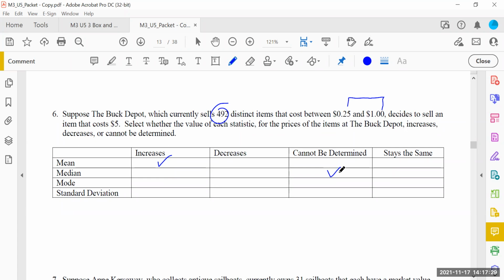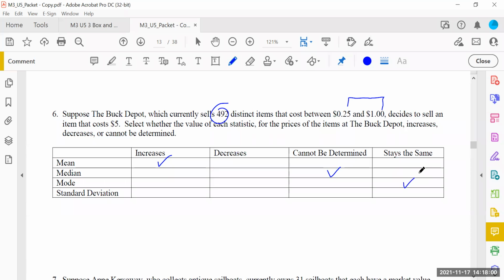The mode. Anybody remember what the mode is? Yeah, the one that happens the most. Does that make sense to everybody? So if this is like a regular dollar store, maybe the most common price is $1. Most things cost $1. Is my adding that 5 on there going to change it? No, whichever one's the most common is still the most common. Does that make sense to everybody? That one's going to stay the same.